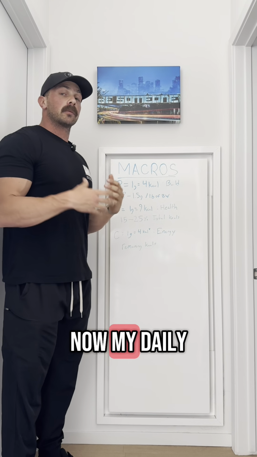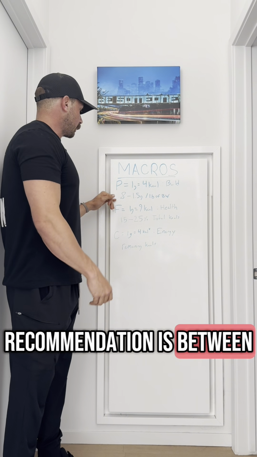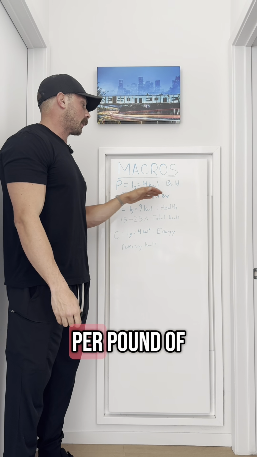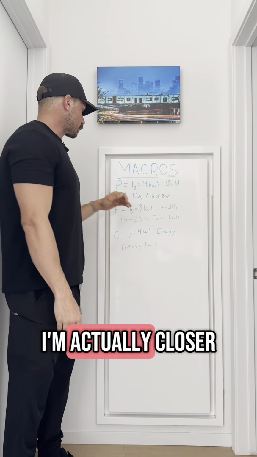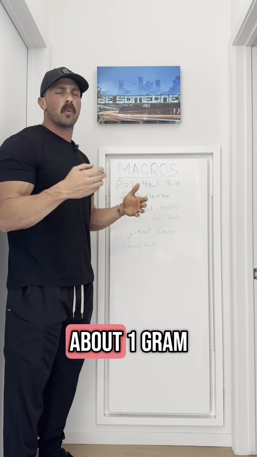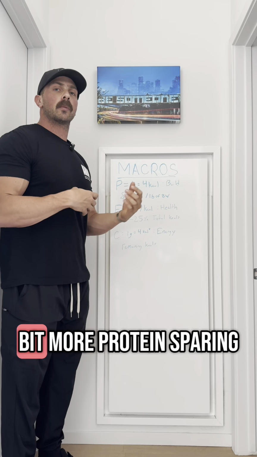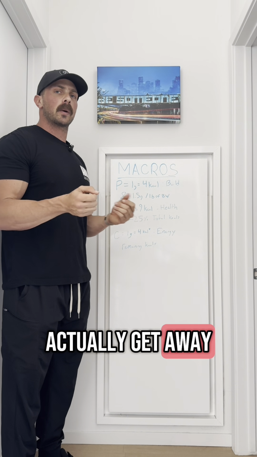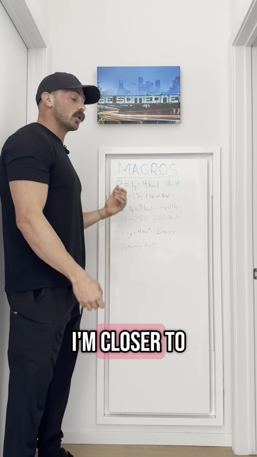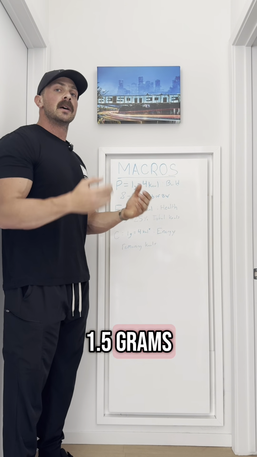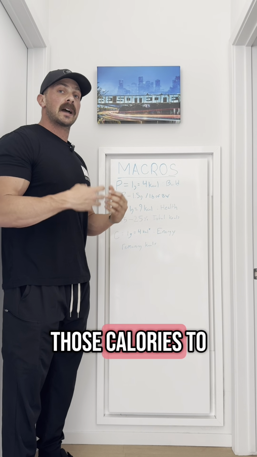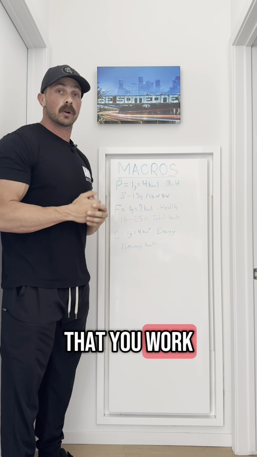My daily recommendation is between 0.8 to 1.5 grams per pound of body weight. For a surplus, I'm closer to 0.8 to about 1 gram per pound of body weight. When you have higher calorie intake, you're a little bit more protein sparing, so you can get away with a little bit less protein. And when you're in a deficit, I'm closer to that 1 to 1.5 grams because it's more satiating, and you want those calories to help preserve the muscle mass that you've worked so hard to build.